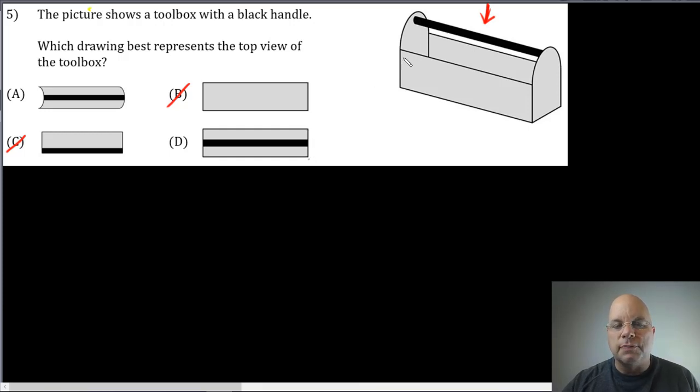In fact, you wouldn't be able to tell that this piece was curved from the front view either. You would only know from the side or from some kind of isometric view like we have here that this curve exists. And so the correct answer here would be D for the top view.